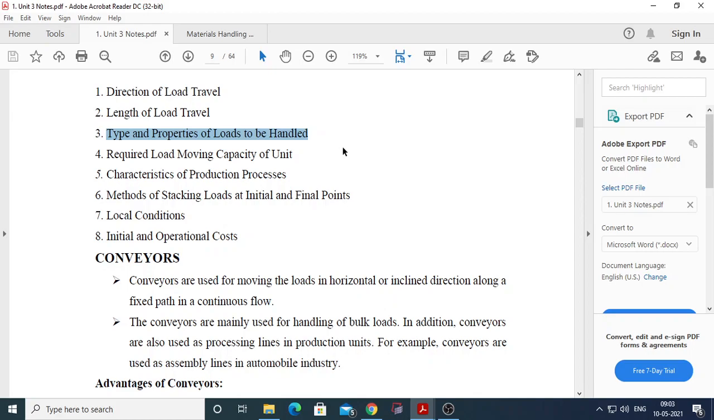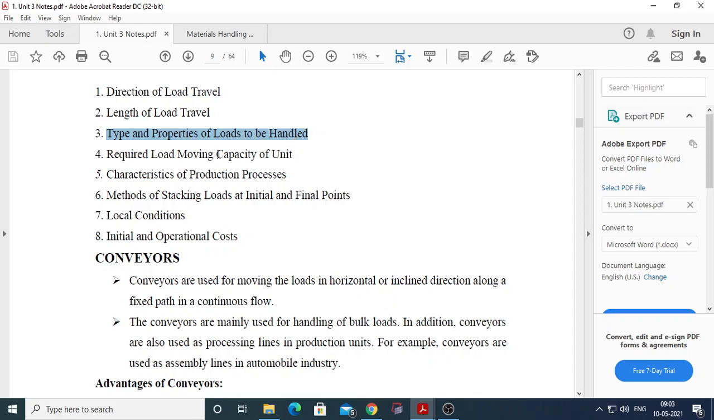Okay, all of you, getting what is the type and property of the load to be handled. There are two types of load to be handled, unit load and bulk load, as per your syllabus. Remember how to segregate the unit load and bulk load properties.